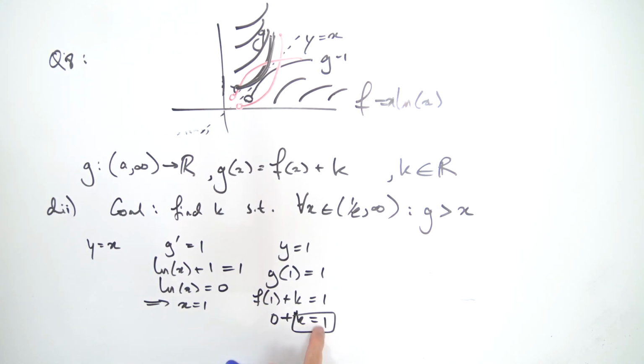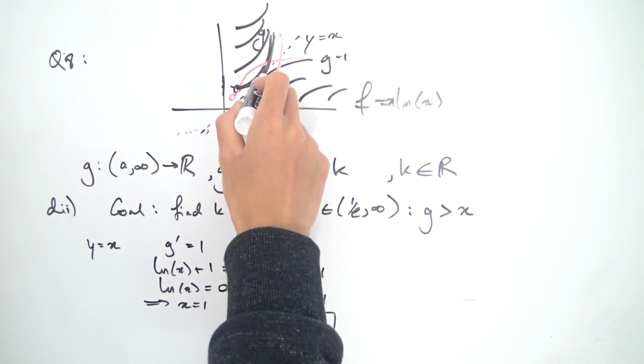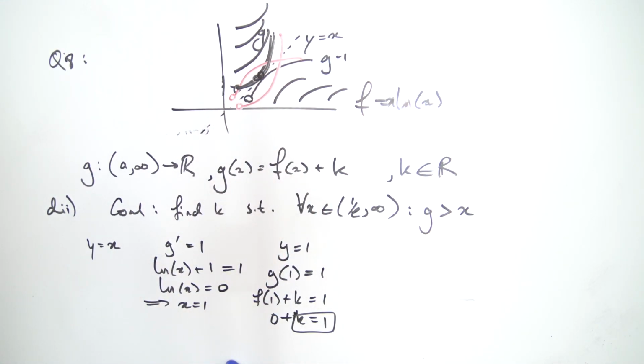So if you choose k equals 1, then g and g inverse will intersect at that one point on the line y equals x. But if k is any number greater than 1, then those two graphs will never intersect. So the final answer is that k is greater than 1. And that is pretty much it. That is my solution to this year's exam.